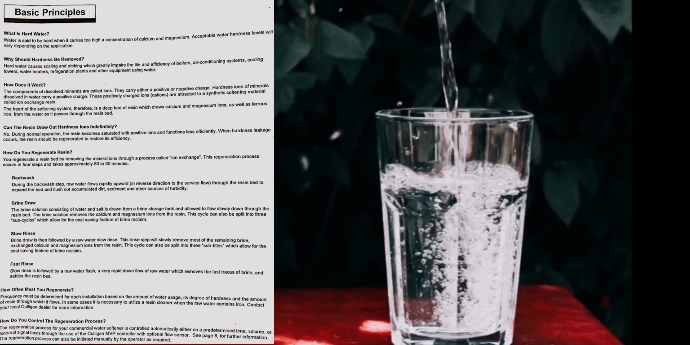How do you control the regeneration process? The regeneration process for your commercial water softener is controlled automatically either on a predetermined time, volume, or external signal basis through the use of the Culligan MVP controller with optional flow sensor. See page 8 for further information. The regeneration process can also be initiated manually by the operator as required.